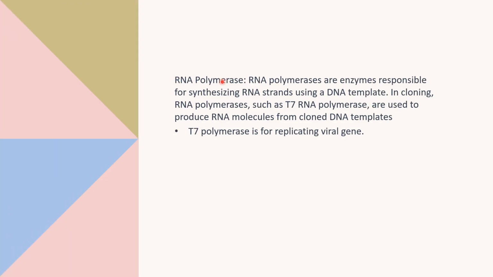Then we have the RNA polymerase. RNA polymerase synthesizes RNA. So in cloning, RNA polymerases such as T7 RNA polymerase are used to produce RNA molecules. So the T7 polymerase is for replicating the viral gene.